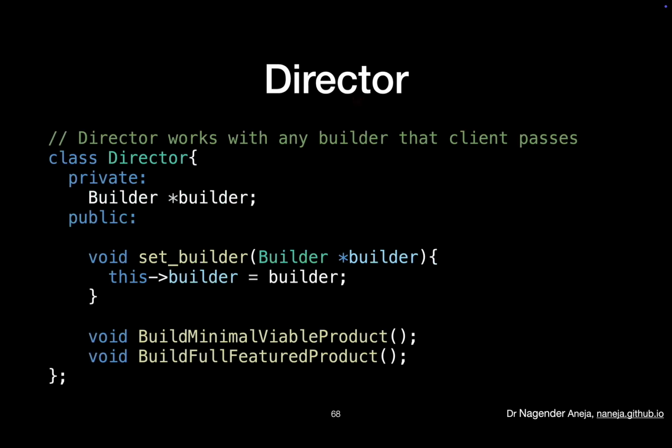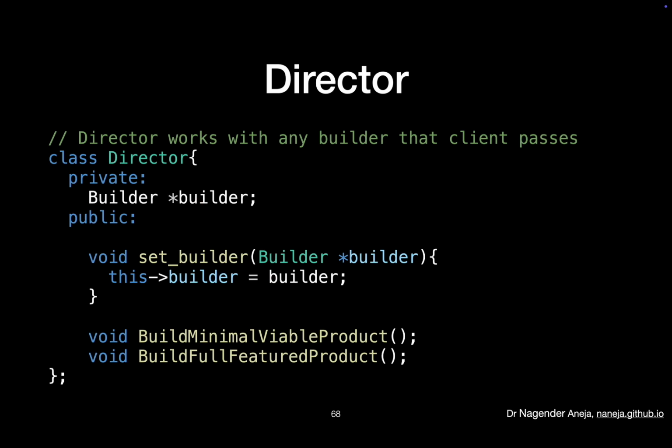Okay, so now we have the director. Director, as we know, associates this. So it gets the builder. We assign the builder first. This is the set builder. So in the director, we'll call the set builder, which is which builder you want. There may be different builders. So you get the builder and assign it to the builder.